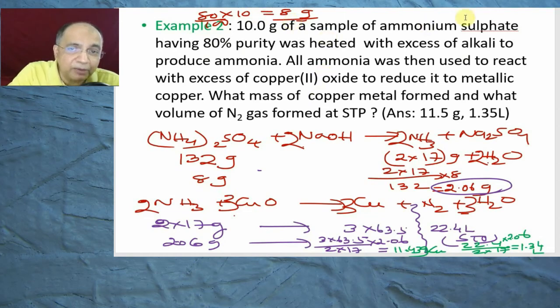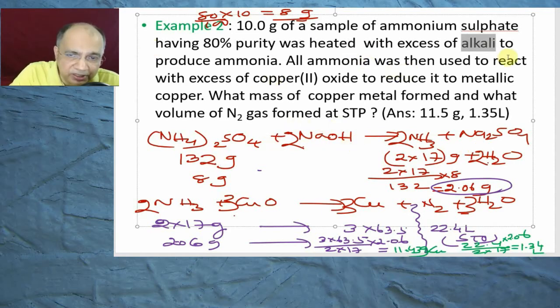So 8 gram of ammonium sulfate was heated with excess of alkali. Maybe NaOH, maybe calcium oxide, whatever. Because nothing is given which alkali, let us take NaOH. No problem, it will not be required. It is heated with excess of NaOH. This is the excess reactant, this is the limiting reactant, to produce ammonia. So all ammonium sulfate gives its equivalent quantity of ammonia.